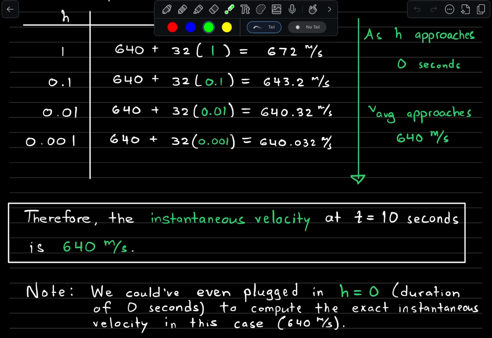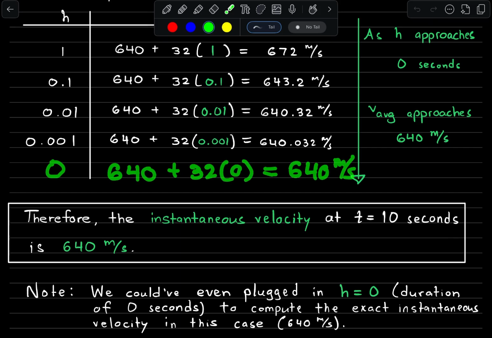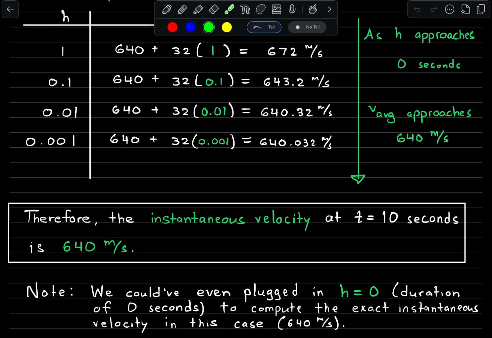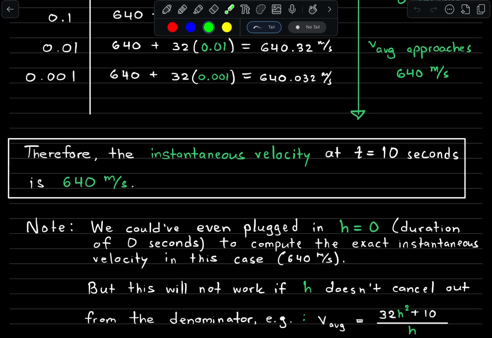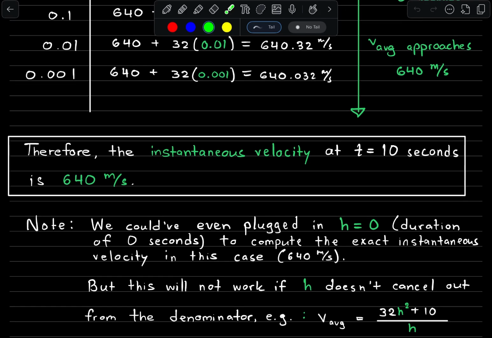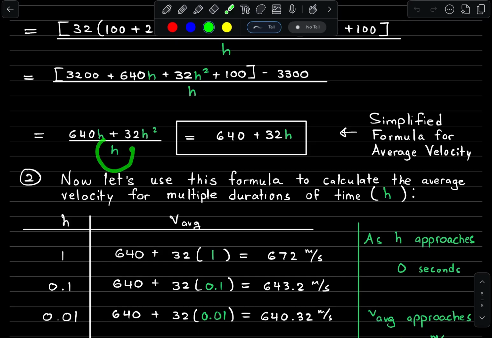Now, I want to note that in this case, we could have even gone a step further. We could have actually just plugged in h equal to 0 and done the same math. 640 plus 32 times 0. We would have gotten 640 right there. And this actually would have given us quite literally the instantaneous velocity. But this is not going to work in general if h does not cancel out from that denominator, right? So we had this h term in the denominator. This is going to be an obstacle in a lot of different formulas and functions. It's not always going to cancel out so nicely.